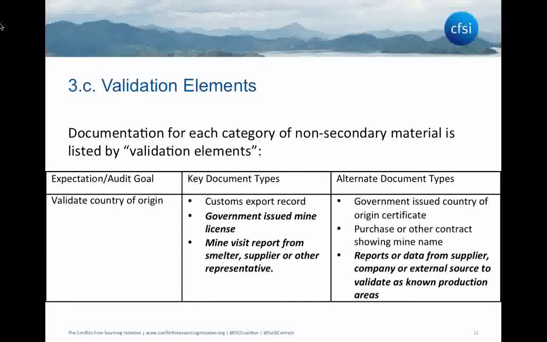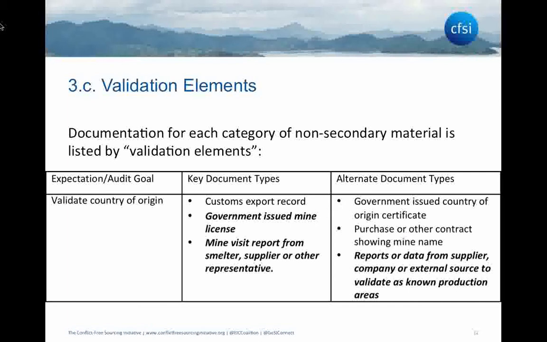Key documents that need to be provided for review to the auditor, and which apply to, for example, level 1 countries, would be marked in normal font. When moving to a higher risk country, such as a level 2 country like in this example, additional requirements are indicated in bold. So again, looking at this example, the customs export record is something that must be provided for a level 1 country purchase. A government issued mine license is an additional requirement if the country of origin is a level 2 country.